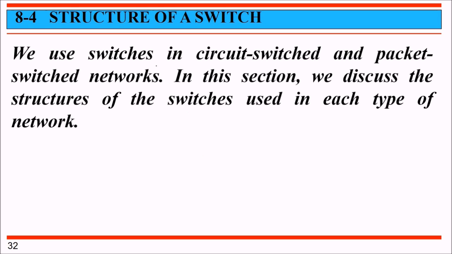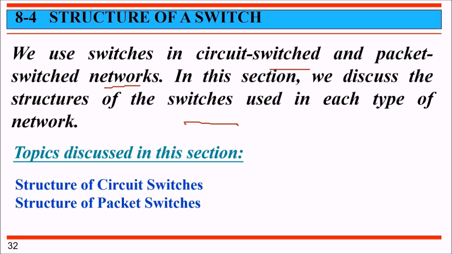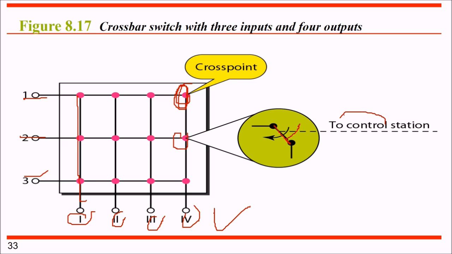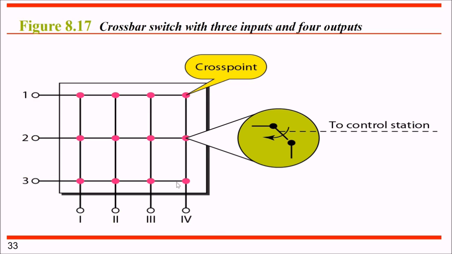What is the structure of a switch? We use switches in circuit switched and packet switched networks. So we'll see the structures of the switches used in each type of network: first the structure of circuit switches, then the structure of packet switches. This is a crossbar switch with 3 inputs and 4 outputs. These are the 3 inputs and these are the 4 outputs, and we call each one a cross point. And this is the connection. This can be connected or disconnected by the control station. This is a crossbar switch.